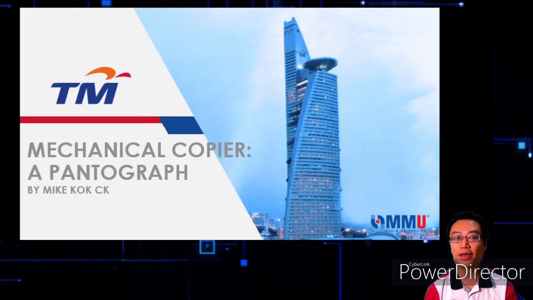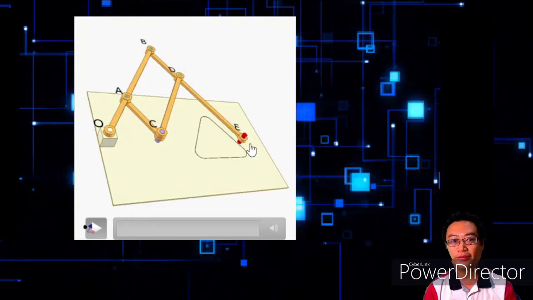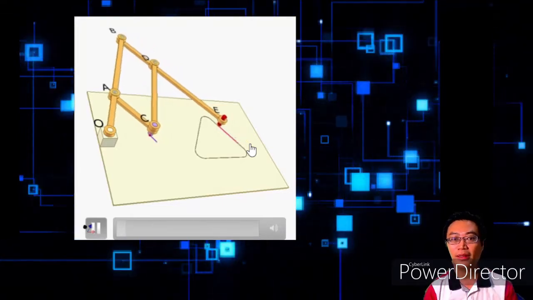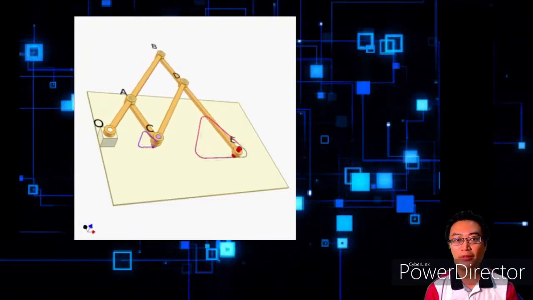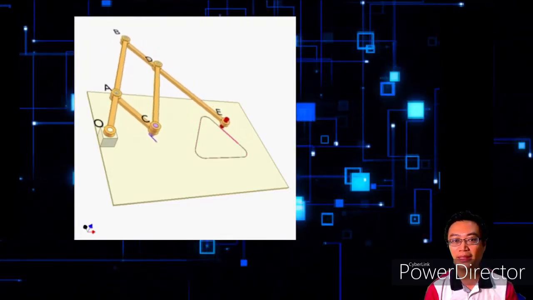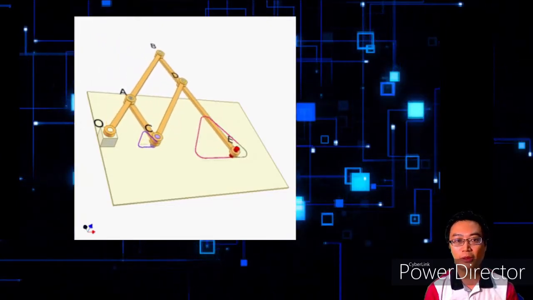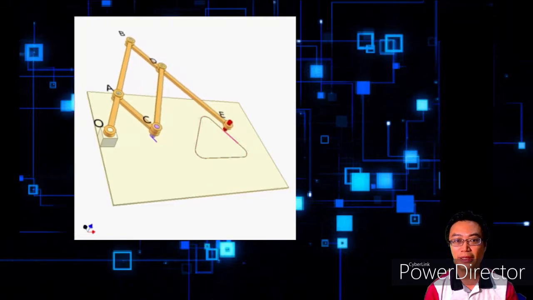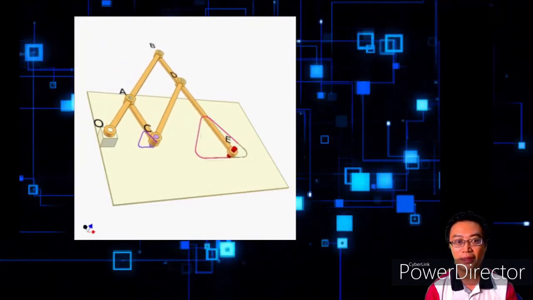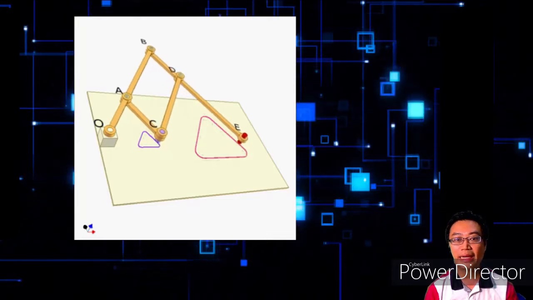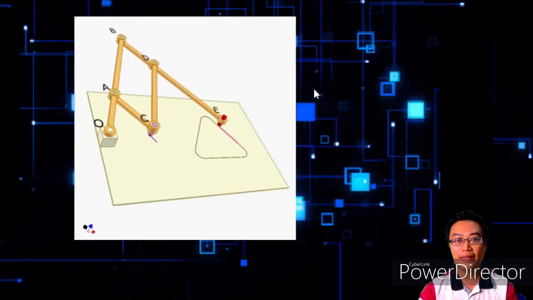Today I'm going to talk about mechanical copier, a pantograph. What is a pantograph? Here is an example. A pantograph is basically a mechanical linkage in which a point such as E shown in this animation is a driving point. C is a follower that traces the same image that E is tracing, which is a triangle in this example. As you can see, the triangle at C is smaller than the triangle at E, and there are certain relationships in this.